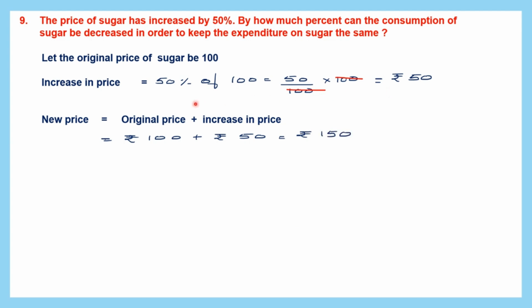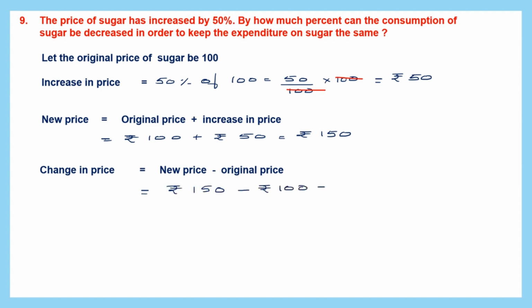Now the family wants to spend only 100 rupees. So they have to reduce how much sugar they are using. So how do we do that? What is the percentage by which they should reduce their consumption? For that, we have to find the change in price first. The change in price is the new price minus the original price. So the new price is 150 rupees and the original price is 100 rupees. The change in price, 150 minus 100, is 50 rupees.